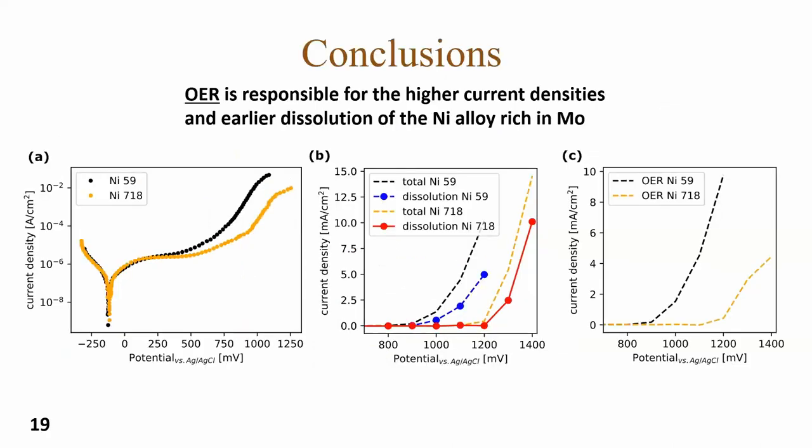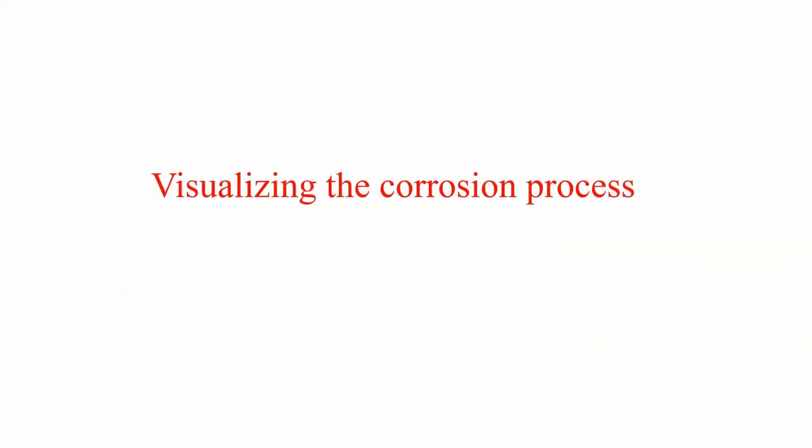So, conclusions from this: the oxygen evolution reaction is responsible for the higher current density and earlier dissolution of the nickel ion reaching the molybdenum. So now I just wanted to visualize this for you. You've seen all these spectra and stuff, and the oxygen evolution reaction is a suspect here in this case.